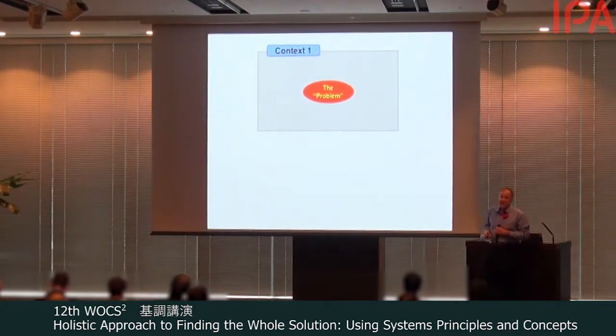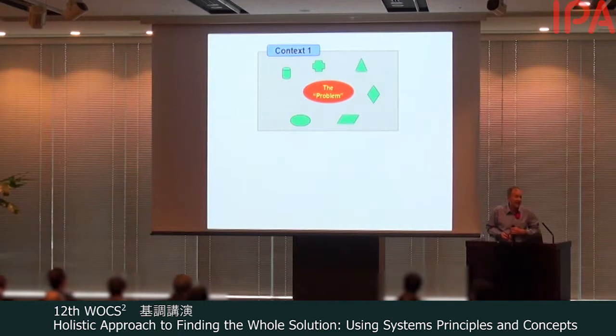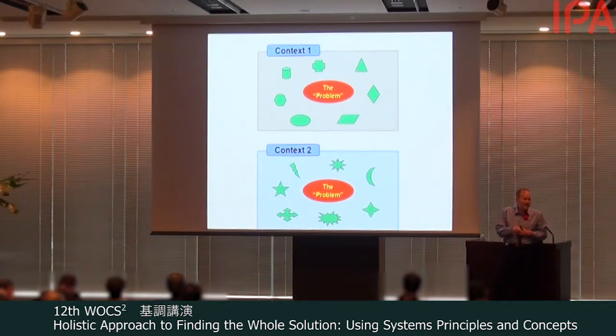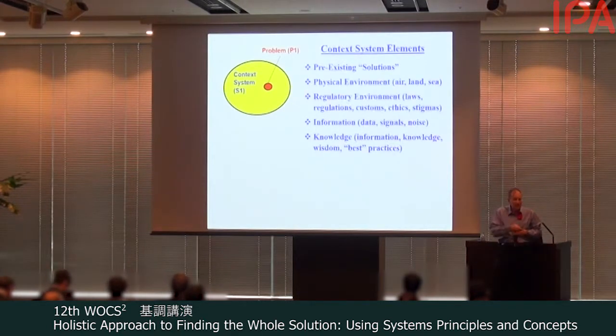So the problem is in the context, and it has interactions with things in the context, and some of those things may be causing that problem. So that's why we need to look at the context as the system itself. And there may be multiple contexts for that problem. So if we only solve the problem in one context, we may have the problem reoccur in some other context. So that's why we need to put various contexts, various things in the context, and understand how everything interacts and all the relationships and interactions.